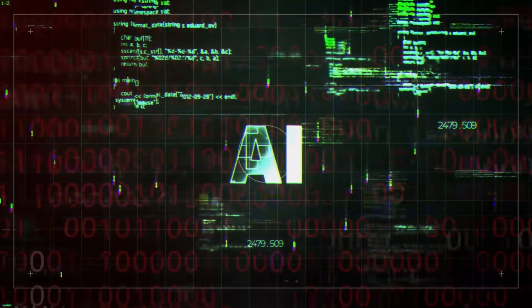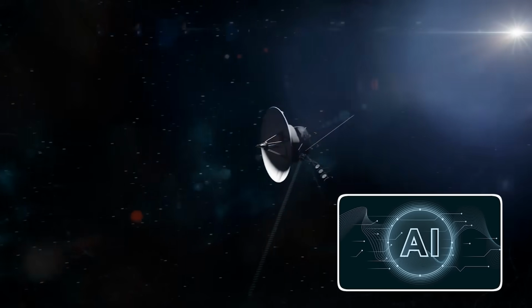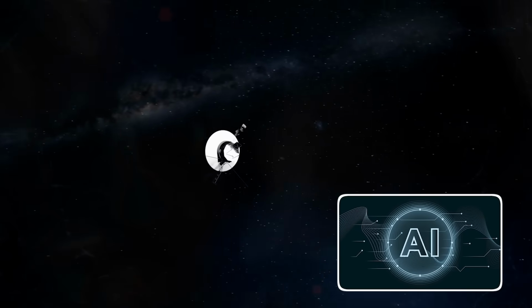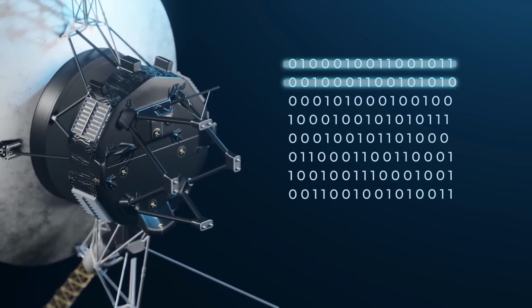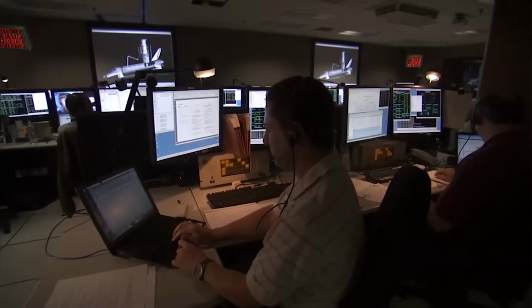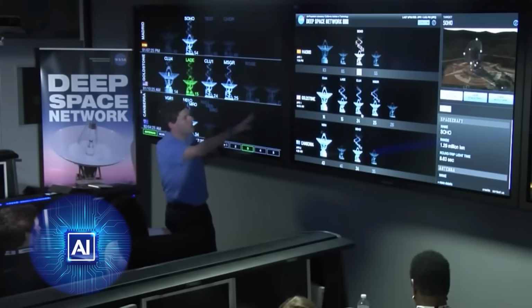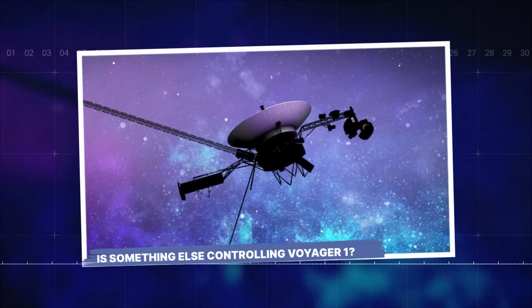But what the AI found wasn't a malfunction, it wasn't a hardware failure. The AI sifted through the noise and isolated a signal buried deep inside the transmission. A signal that was structured, complex, and absolutely not man-made. The garbled mess wasn't a glitch, it was a mask hiding something else. The scientists were looking at a message, and the contents of that message sent a shockwave of fear through the entire organization. What the AI found has been classified at the highest levels. Is something else controlling Voyager 1?